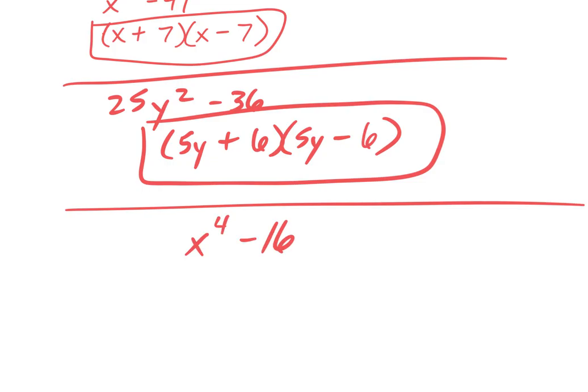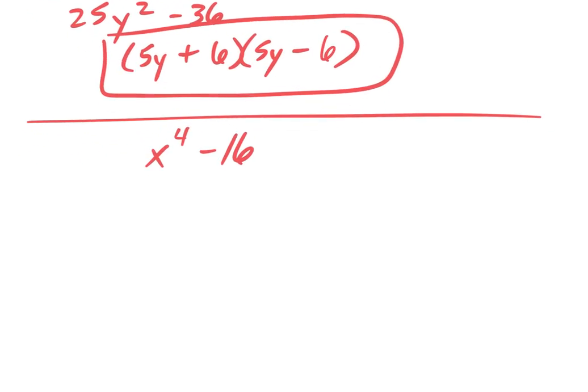Okay, this one's just slightly different. Still two terms. And the question here is, is x to the fourth a perfect square? Is there something I can multiply by itself to get x to the fourth? Yeah, which would be x squared. Because going back to our exponent rules last chapter, if I take x squared times x squared, we're going to add the exponents together, and that would give me x to the fourth. And we know that 16 is a perfect square.